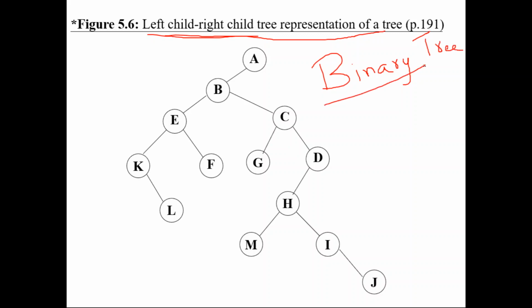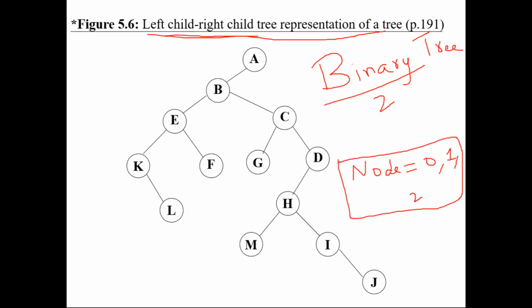So why do we call it a binary tree? Because each node can have at most 2 children. If you take a typical node, it can have either 0 children, one child, or two children, okay. No node can have more than 2 children. A binary tree is a tree where each node can have at most, or maximum, 2 children, okay.